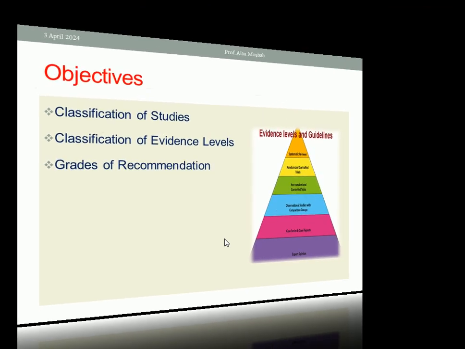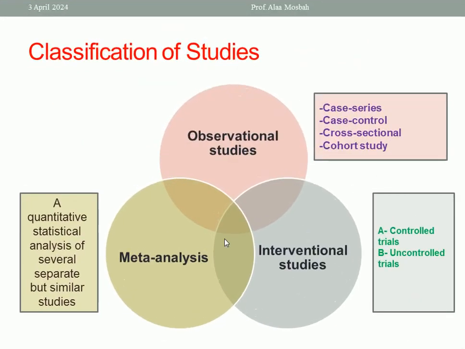So let us start with the classification of studies. We have three big categories: observational studies, interventional studies or experimental studies, and meta-analysis. Observational studies include four types: case series, case control, cross-sectional, and the cohort. The preferred one among these four is the prospective cohort study.